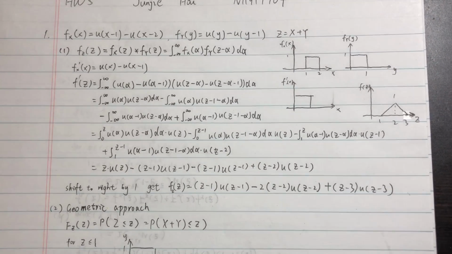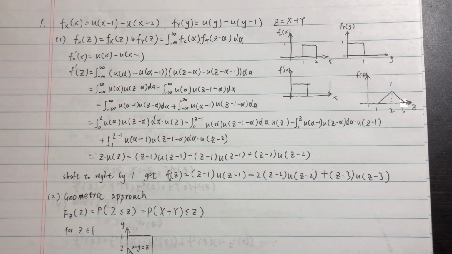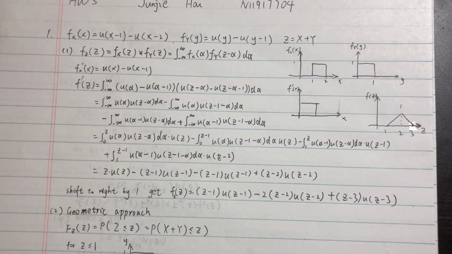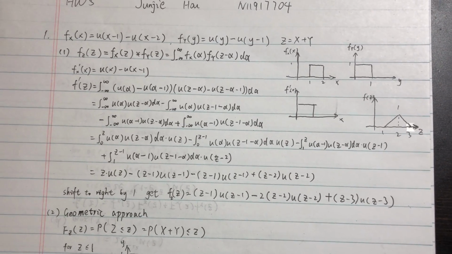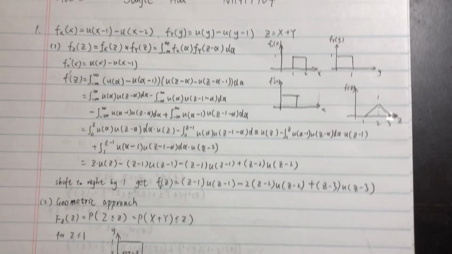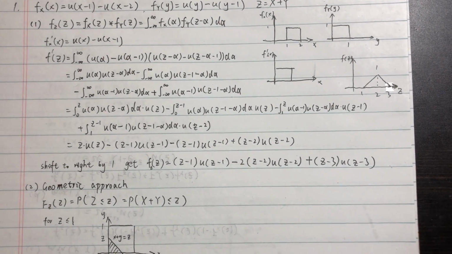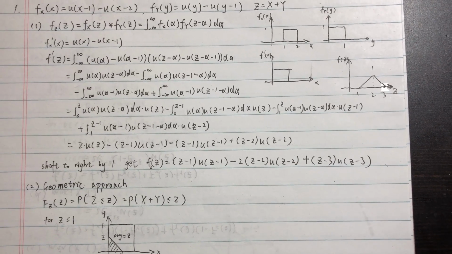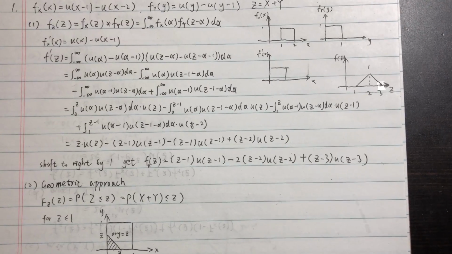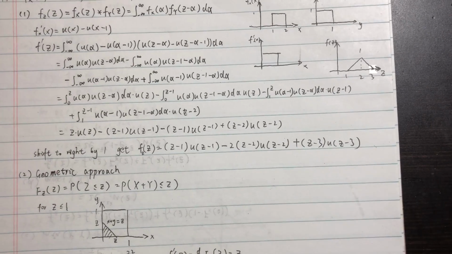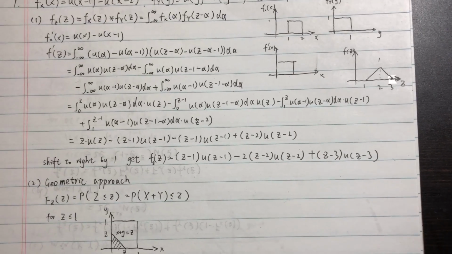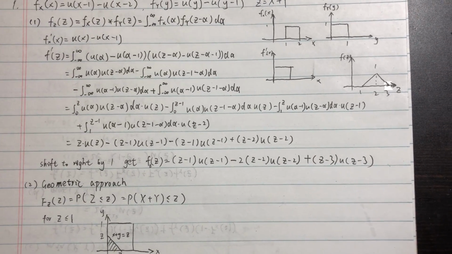In this question, the density function of x is step function u(x-1) minus step function u(x-2). And the density function of y equals u(y) minus u(y-1). The question is to find the density function of z.